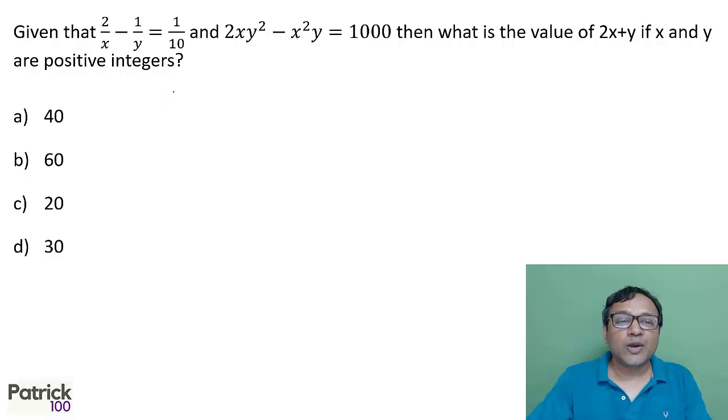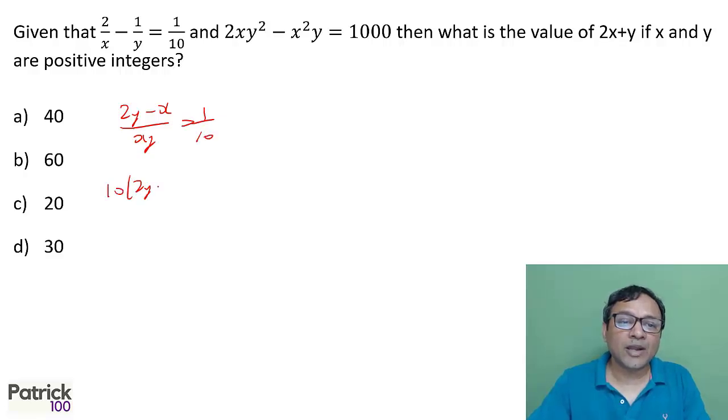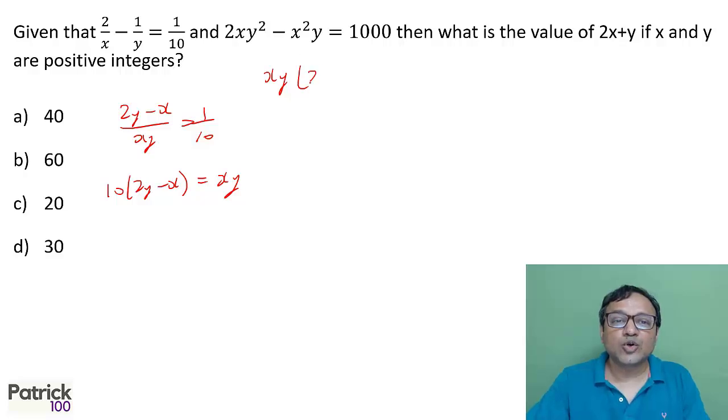Given that 2 upon x minus 1 upon y equals 1 upon 10. If you look at this, try to solve this. 2y minus x upon xy equals 1 upon 10. Or you get 10 into 2y minus x is equal to xy. Check, you can make something out of here. I can take xy common. So this becomes 2y minus x.